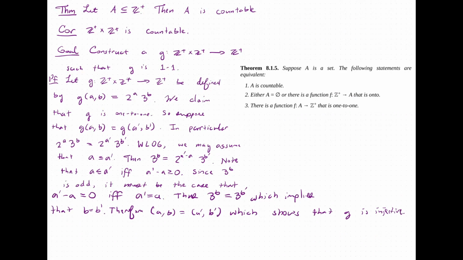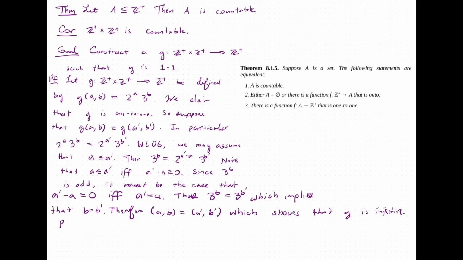So here we are, back to the corollary. If we had gone through the same exact proof, and once we proved that g is a 1-to-1 function, since we have a function from a set, namely here, the Cartesian product of the positive integers with itself to the positive integers, and we have shown that that function g is 1 to 1, now we get from 3 implies 1, since these are equivalent, by theorem 815, that the Cartesian product of the positive integers with itself is countable.